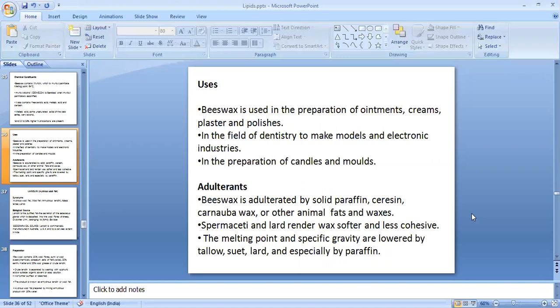Beeswax is adulterated by solid paraffin, rosin, carnauba wax, and other animal fats and waxes. When it is adulterated with spermaceti and lard, the wax will become softer and less cohesive in nature. And if it is adulterated with bone tallow, suet, lard, or other soft paraffins, the melting point and specific gravity are lowered. So thereby you can detect the presence of adulterants in beeswax, especially with the melting point. So that is about beeswax.